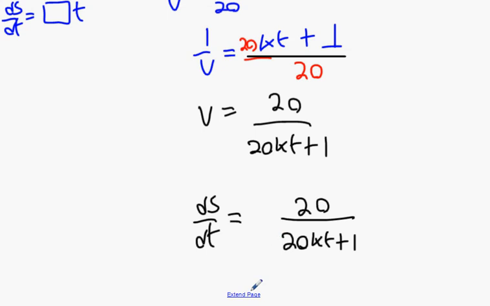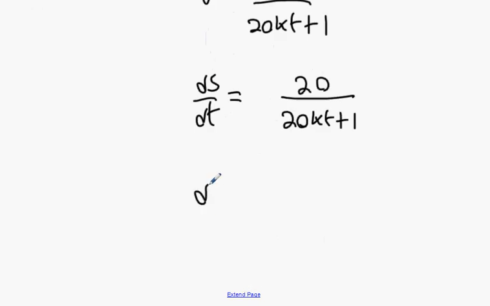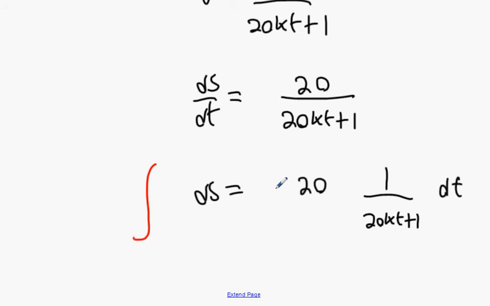Here we go again. ds equals 20, and I'm going to break this up into 20 multiplied by 1 over 20kt plus 1, dt. It'll become apparent why I did that in a second. Okay. You can integrate.